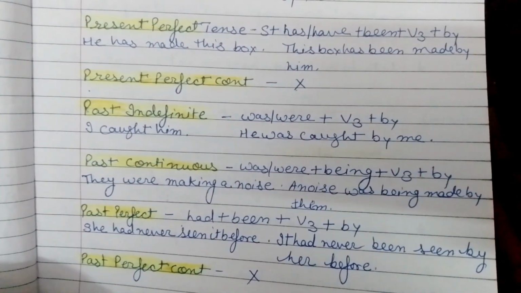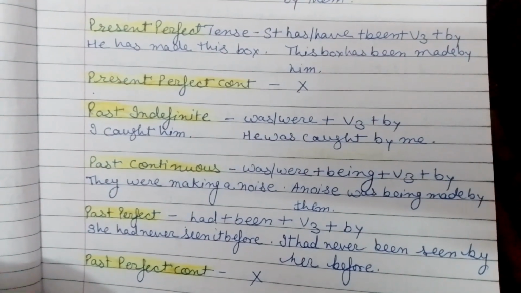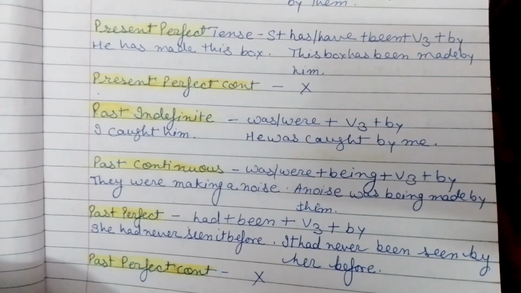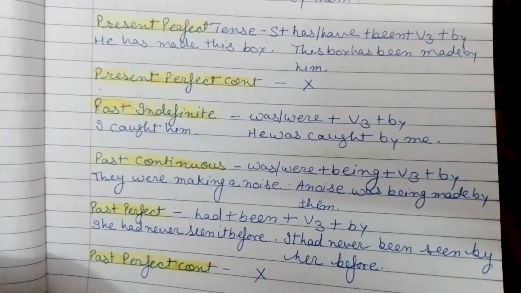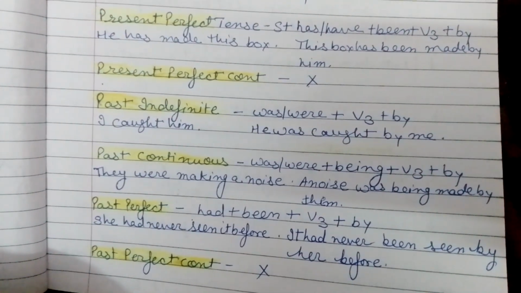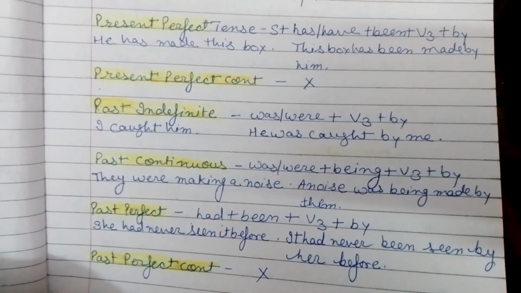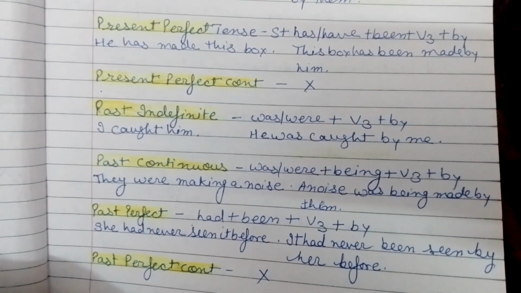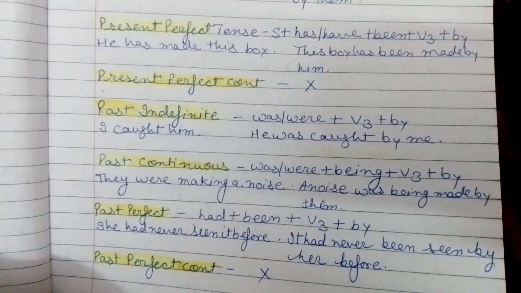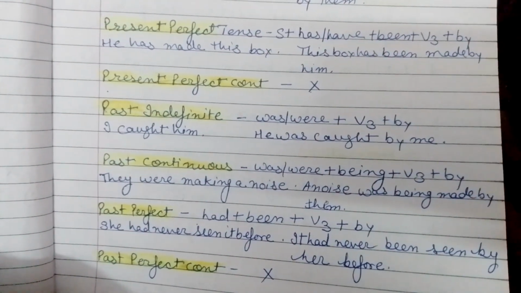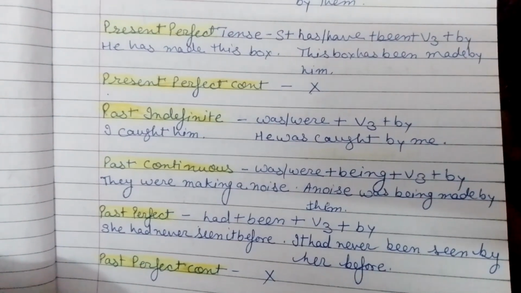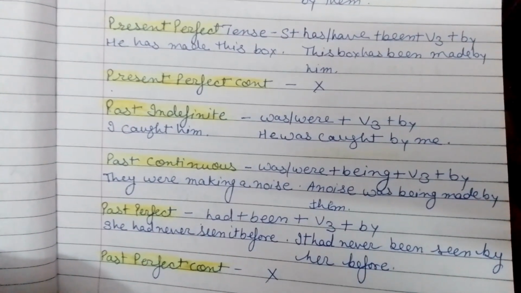I caught him. Now let us change this with this rule. Subject plus was or were plus V3 plus by plus object. He was caught by me. Next we have past continuous tense. As we have already learnt that we will use being instead of V1 plus ing. So let us see. They were making a noise. A noise was being made by them.